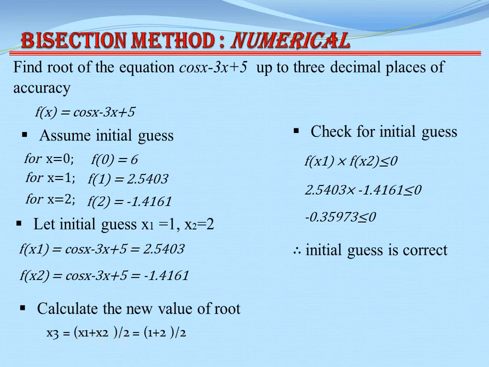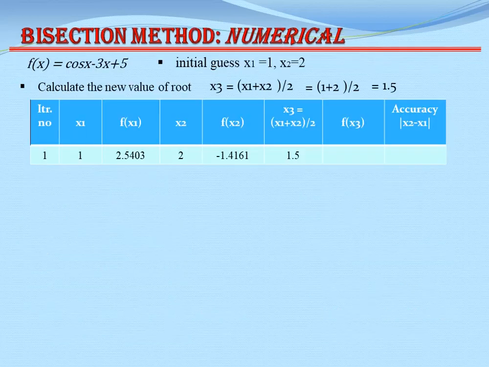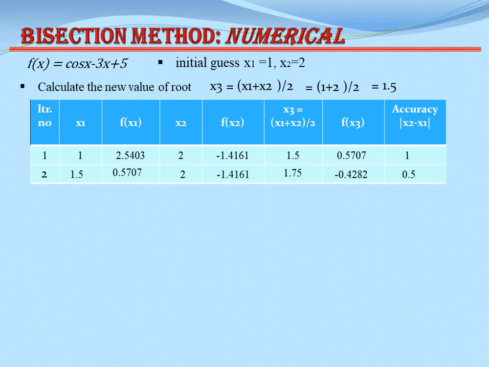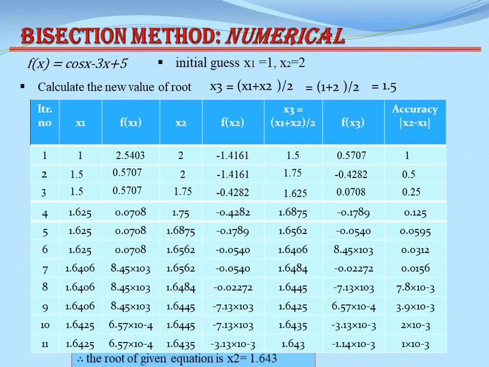By putting in the values, we get the x3 value as 1.5, and then we have to check the given accuracy criteria. If the accuracy criteria is satisfied, then we can stop, otherwise we need to repeat the process. To check the accuracy, we take the absolute difference of the x1 and x2 values. For this numerical, we need to repeat the process 10 to 11 times, and after that we get the final solution, that is 1.643.